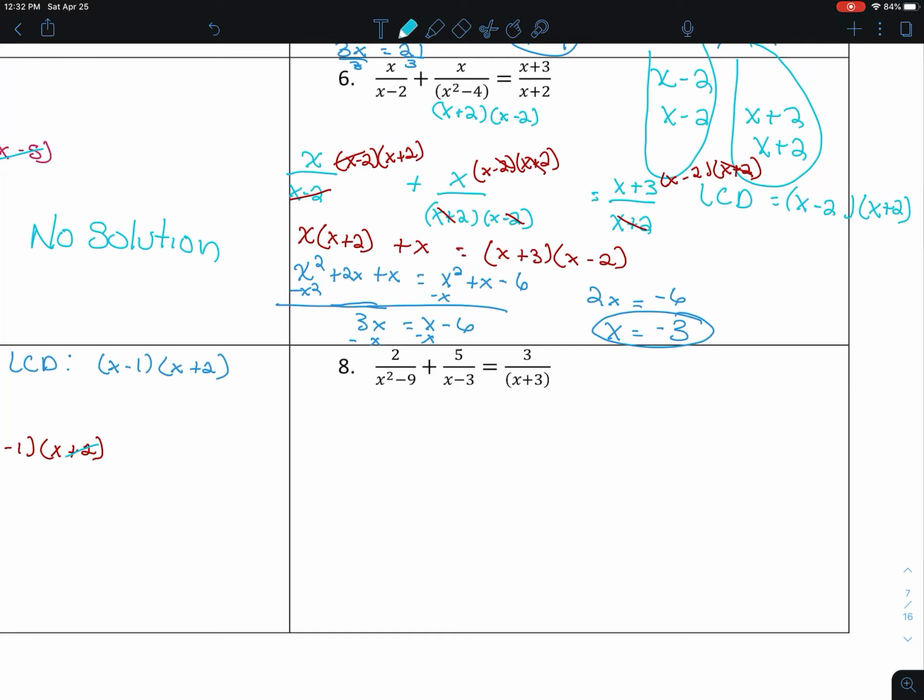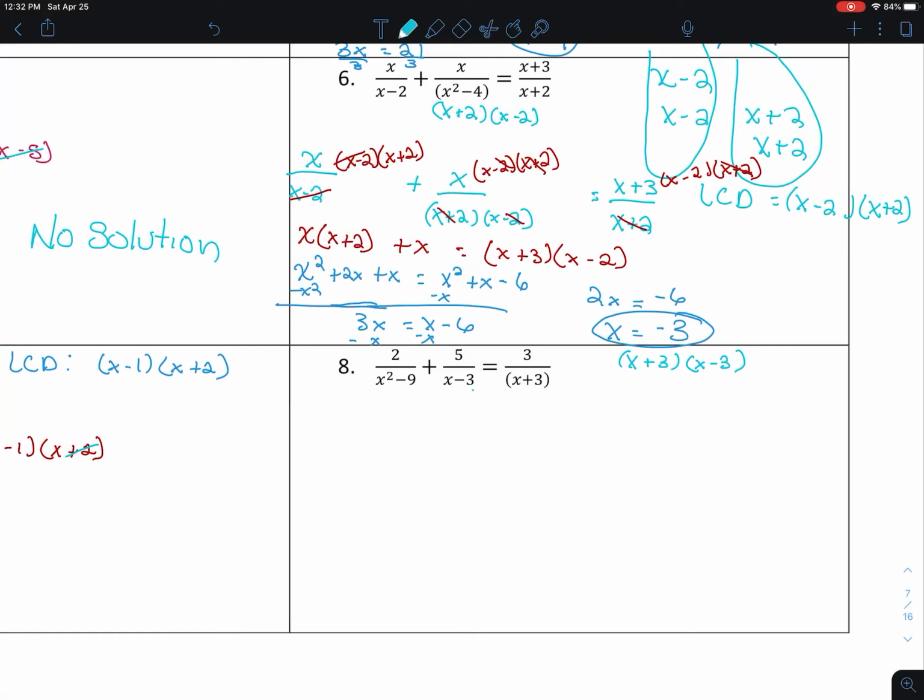All right, last one. And if you want to pause the video and try this one on your own, I would suggest you do that, okay? All right, welcome back. And let's just try this. What is our least common denominator? I'm getting to the point, or you should be at the point, where you can see that the least common denominator is going to be x plus 3, x minus 3.